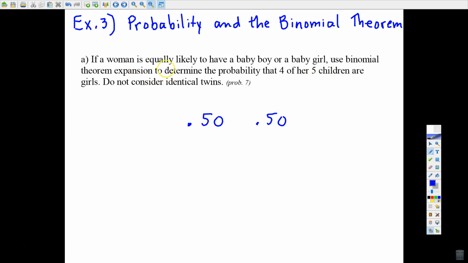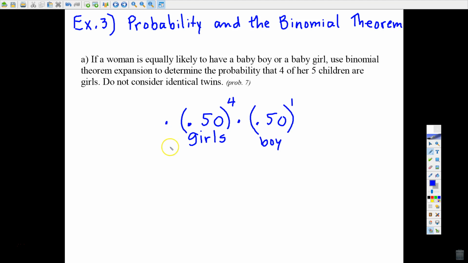Okay, use the Binomial Theorem expansion to determine the probability that 4 of her 5 children are girls. Okay, so the way I set these up is this first one, I'm just going to label according to what the problem says. I'm going to call this girls. And since it says finding out that 4 are girls, I'm going to raise the girls percentage to the 4th power. If it had said the probability that 3 of the 5 children are girls, I would have raised it to the 3rd power. And if she had 5 children and 4 of them are girls, that means 1 of them had to be a boy.